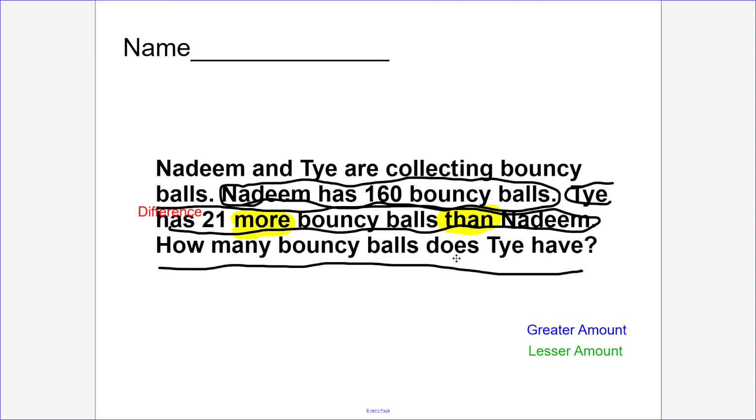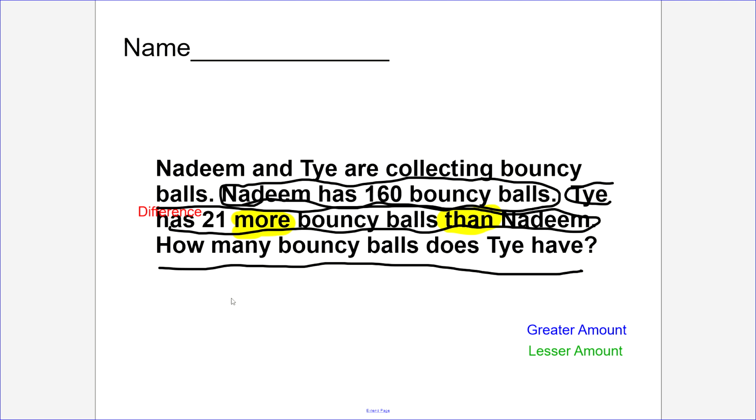I can't just compare the two numbers because I don't know how many Ty has. So I have to use the clues in the difference to figure out if Nadim or Ty is the greater amount. The difference is telling me that Ty has 21 more bouncy balls than Nadim. Oh, Ty has more bouncy balls than Nadim. That means that if Ty has more, Nadim has less.